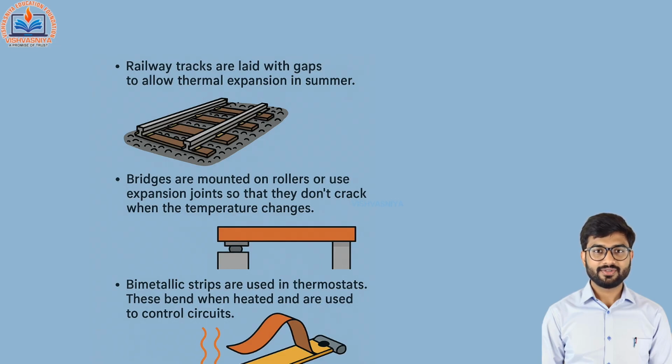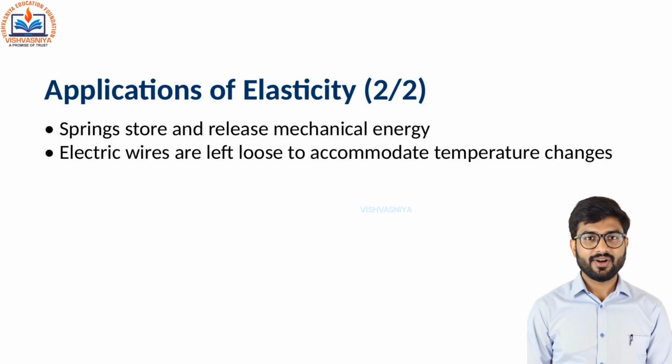Bimetallic strips are used in thermostats. These bend when heated and are used to control circuits. Springs store and release mechanical energy. Electric wires are left loose to adjust for temperature-related expansion and contraction.